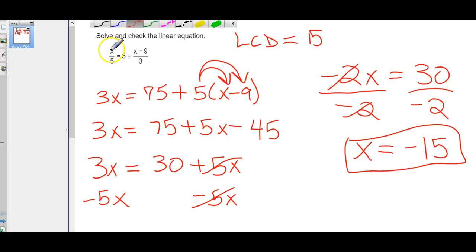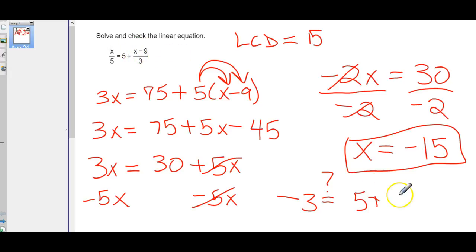So negative 15, if I take that and divide it by 5, the left hand side would end up being a negative 3. Now you're asking, is that equal to, if I plug it on the right side, I get a 5 plus x is negative 15. Negative 15 minus 9 more is negative 24 over 3. Negative 24 divided by 3 is negative 8. So plus negative 8 would be the same thing as minus 8. And we can see 5 minus 8 is negative 3. So it checks out. So that is our answer.